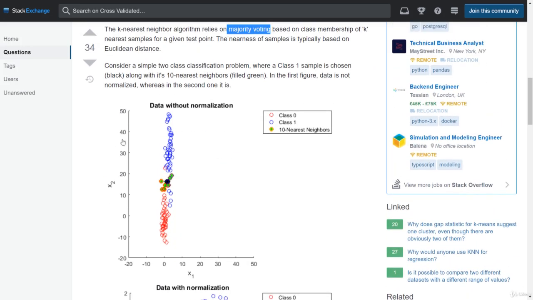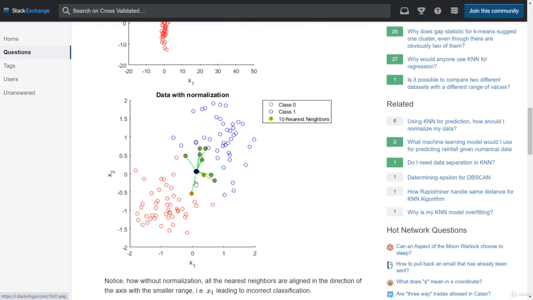Now, consider a simple two-class classification problem where a class 1 sample is chosen, black, along with its 10 nearest neighbors, filled green, right? So here we have, this is the query point or the test point, and the green points here are the k nearest neighbors or the 10 nearest neighbors, okay? In the first figure, data is not normalized, where in the second one it is.